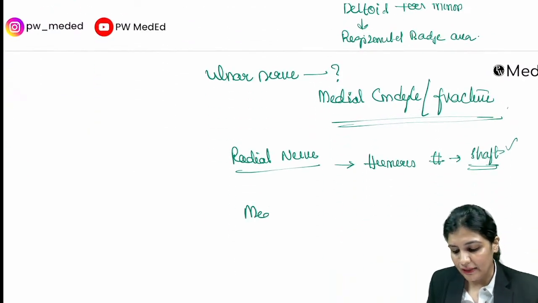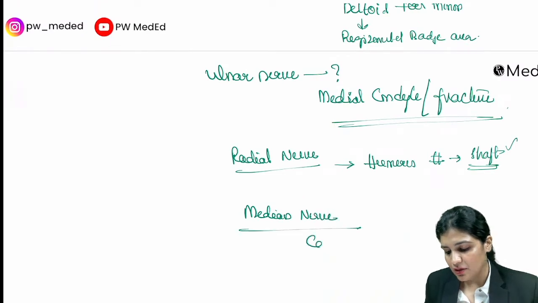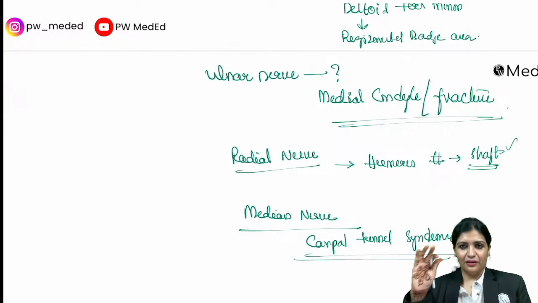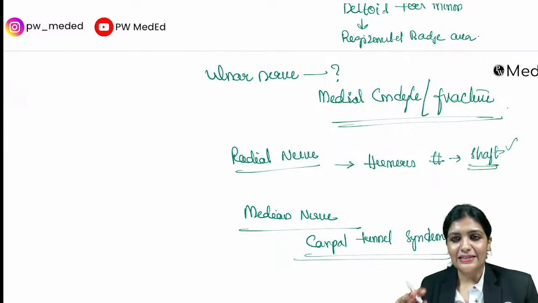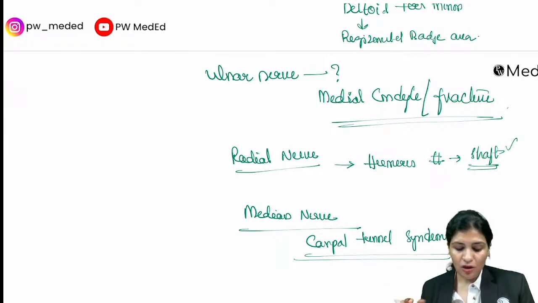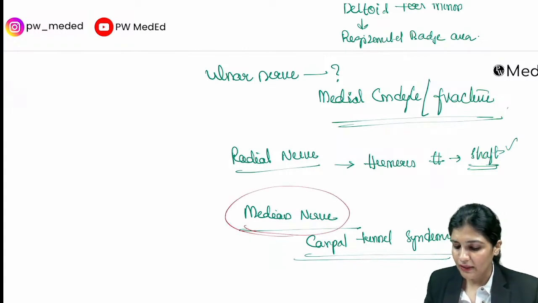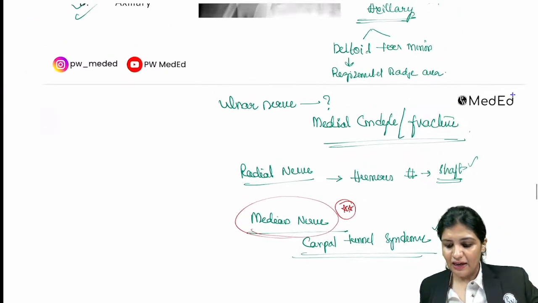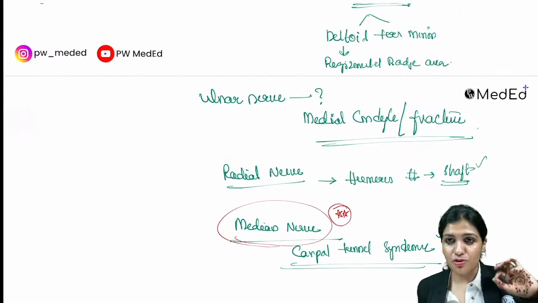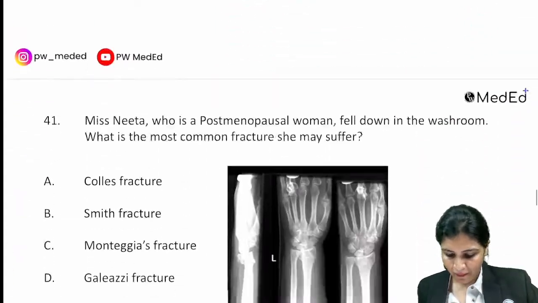And then coming to the median nerve. So the median nerve is mainly related to a tunnel, that is carpal tunnel syndrome. So whenever there is tunnel syndrome or paresthesias present in the 3.5 fingers, that is the thumb, index, and middle finger, then it is carpal tunnel syndrome and there is involvement of the median nerve, right? So this is the median nerve. That is how nerves and their injuries are also a very important topic.